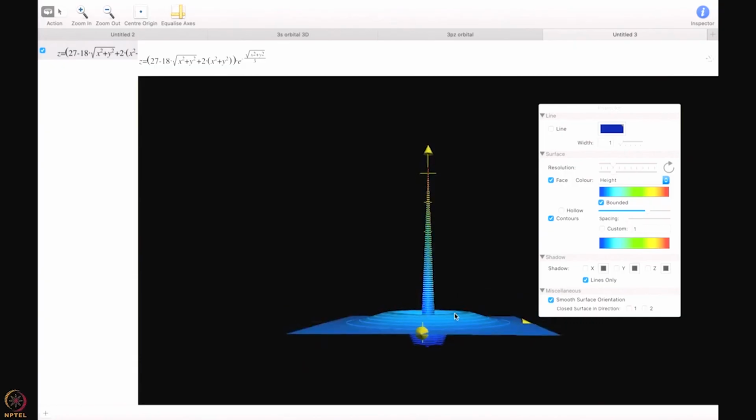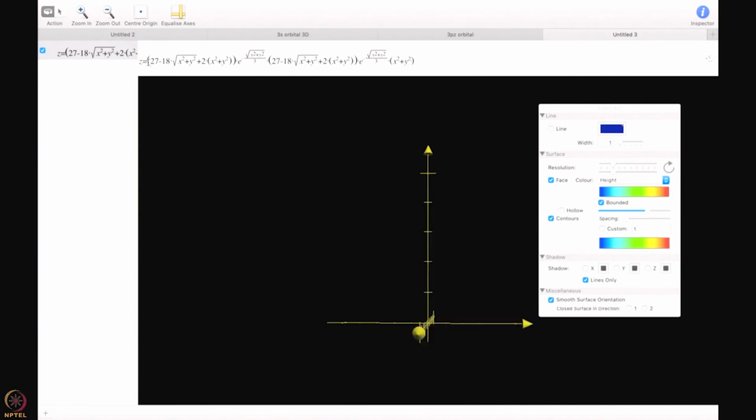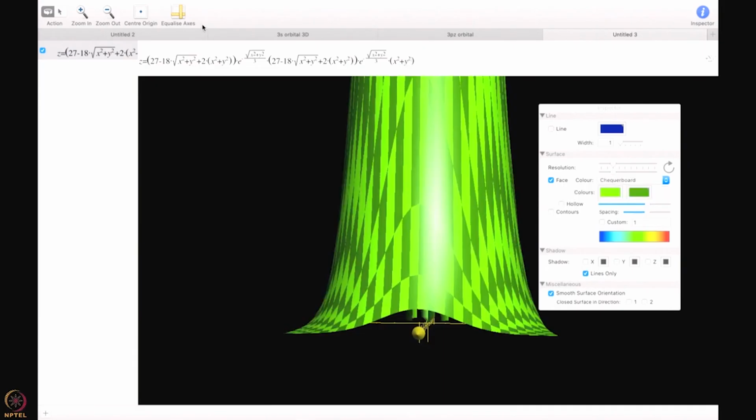So, let us see what happens when I take the square of this and multiply it by the volume element r square. Square of this multiplied by r square would simply be x square plus y square. Oops, it is blown up.